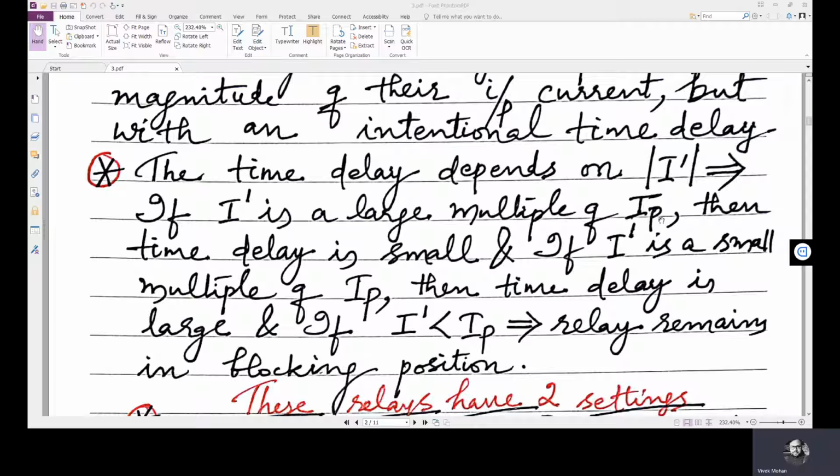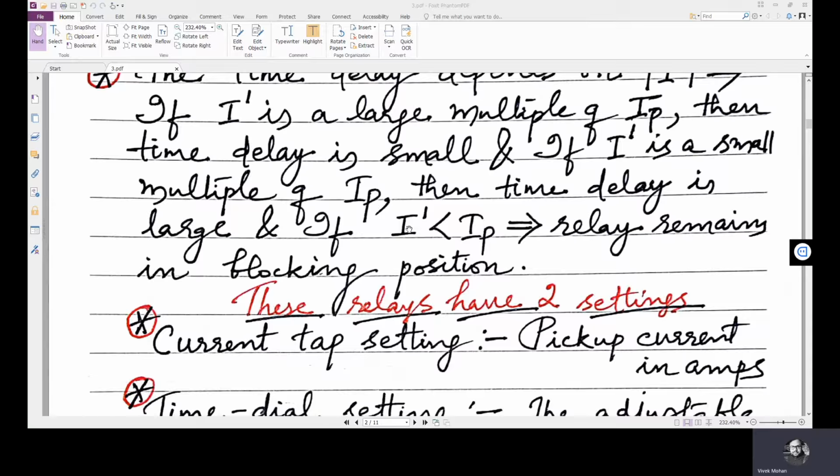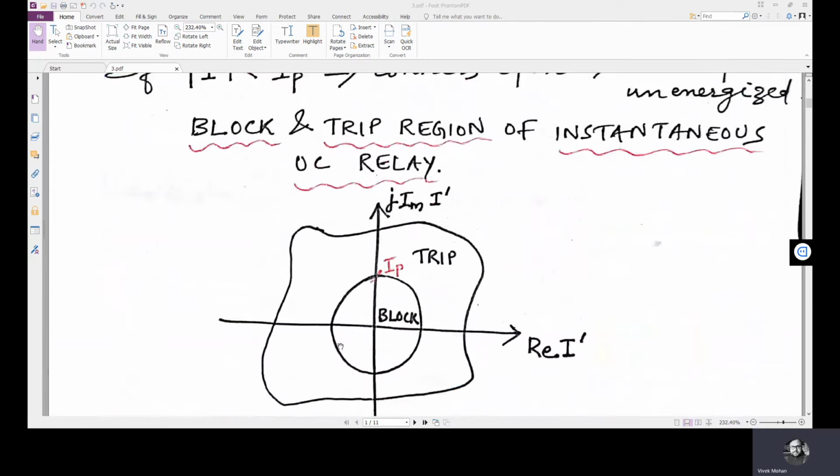If I dash is a large multiple of IP, then the time delay is small. If I dash is a small multiple of IP, then the time delay is large, because there is an inverse relationship. Now, if I dash is less than IP, the relay remains in the blocking position itself, or blocking region itself. This is the blocking region.